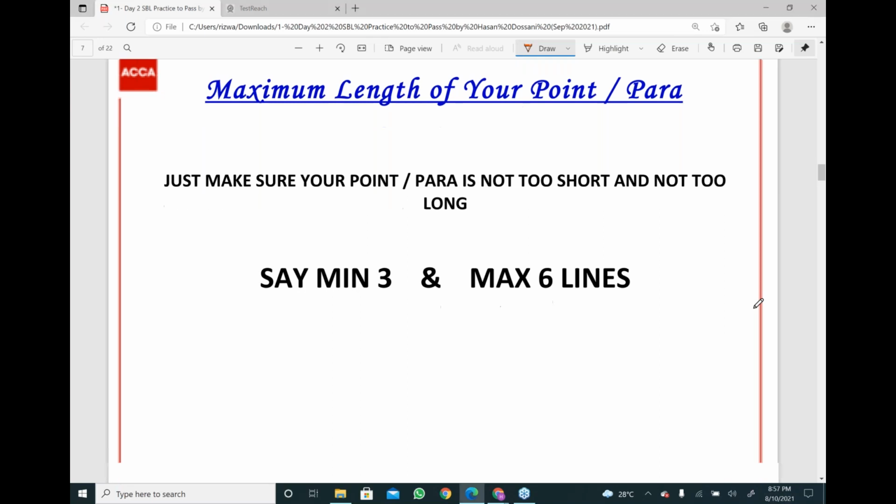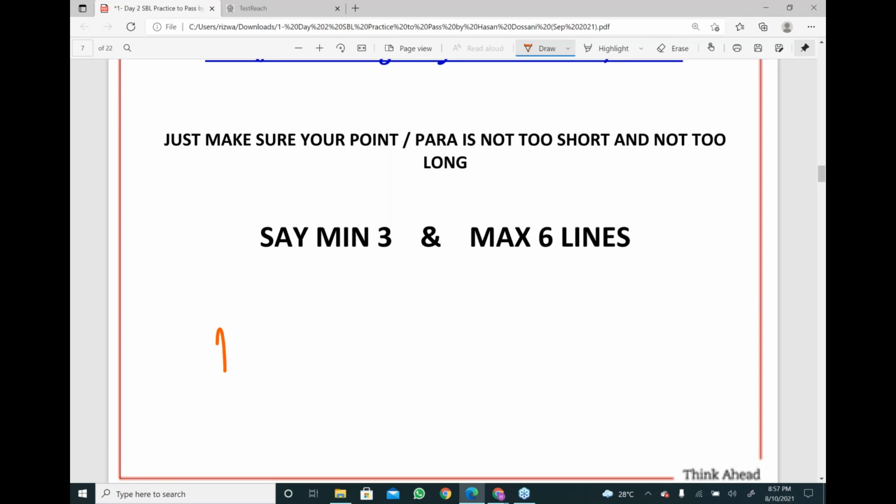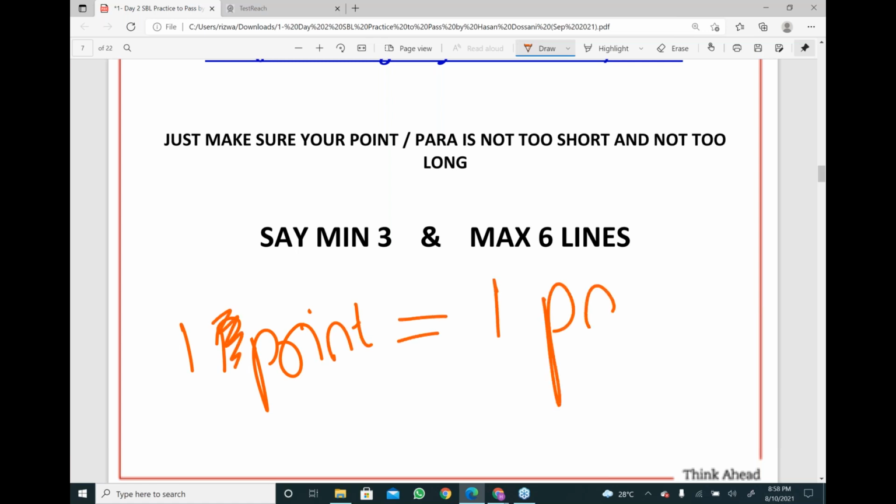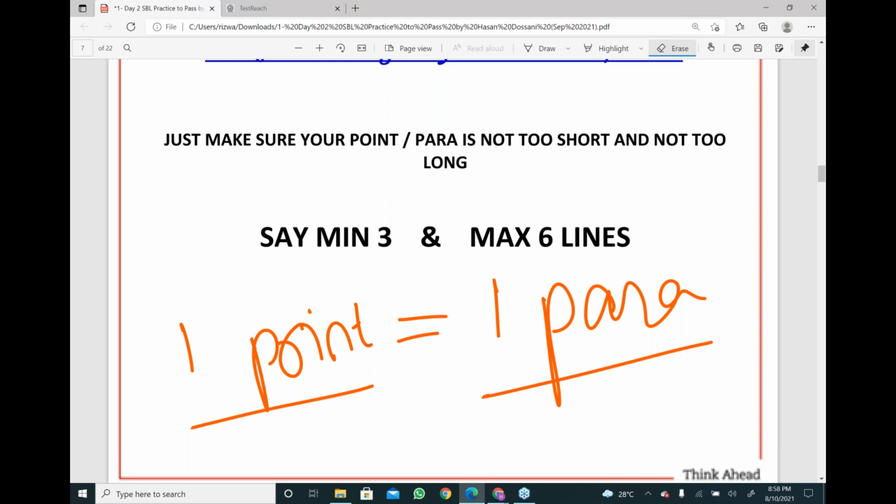So what I always emphasize, I always say that 1 point should be 1 para. Do you understand this thing? That one point should be one para. So if I am writing 5 points, ideally I should be writing 5 paragraphs. Do not try to squeeze more than 1 point in one para. One para means 1 point. If you want to talk about another point, then you start another para.